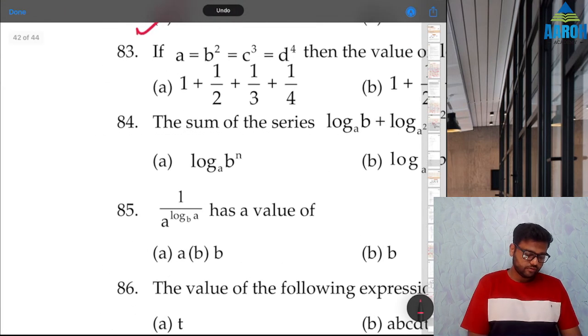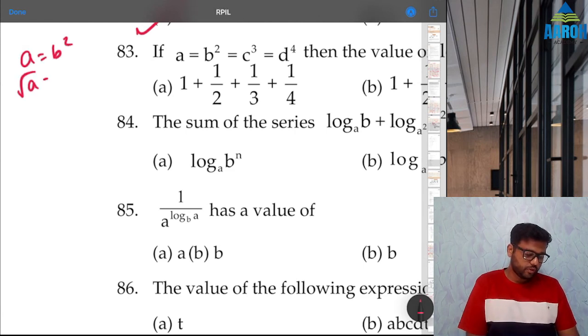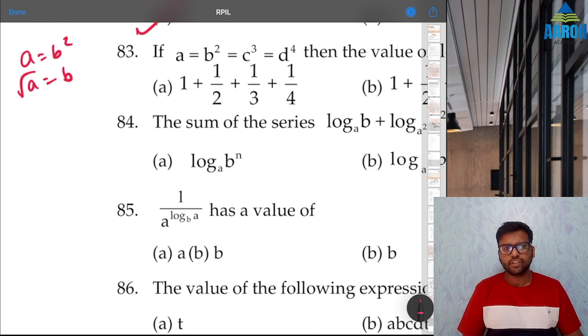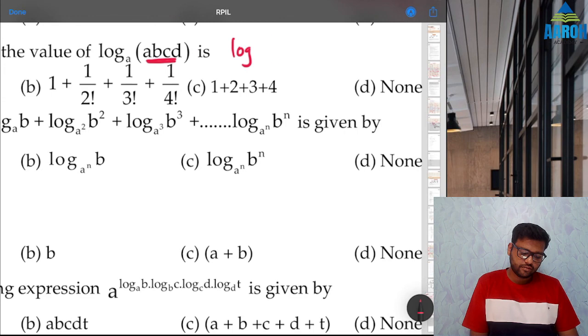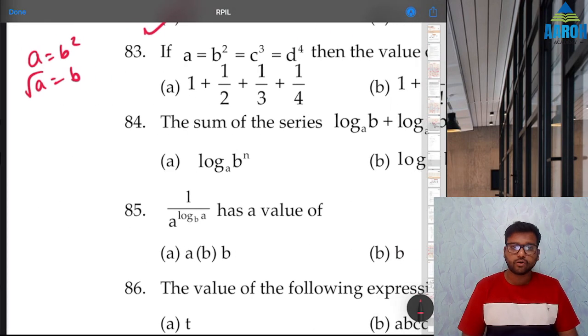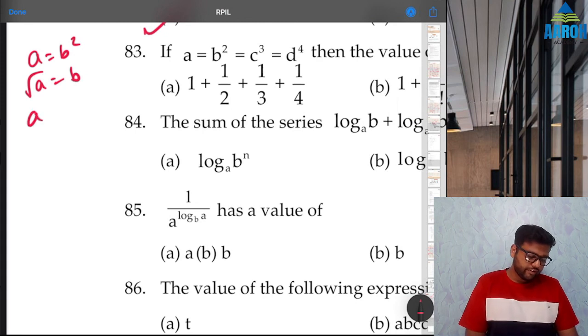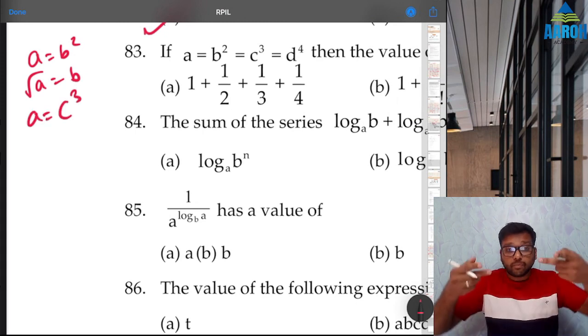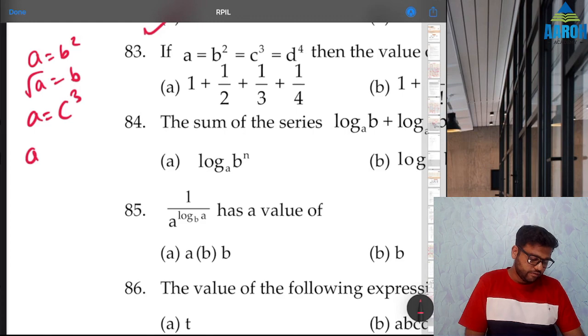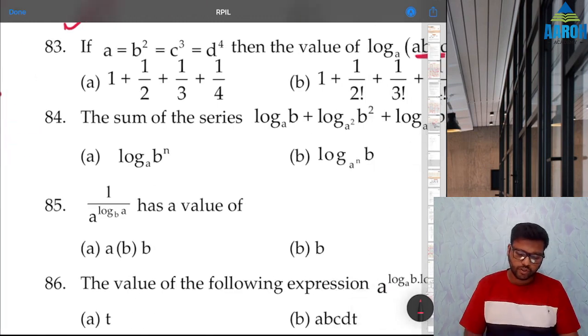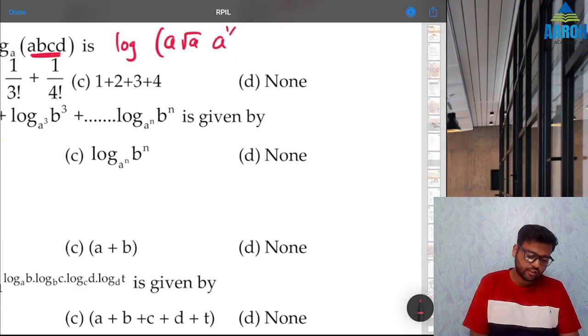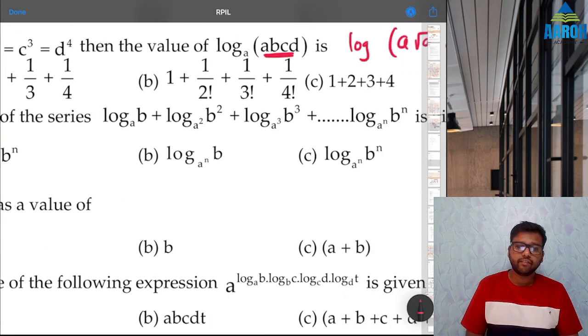How? We have a is equal to b square. That means root a is equal to b, if we take square root of both sides. So can I just write log of a is there, instead of b I'll write root a, because we just got b is equal to root a. Similarly, we have a is equal to c cube. That means if we raise both sides by 1 by 3, we'll have a raised to 1 by 3 is equal to c raised to 1. So c is a raised to 1/3. Similarly, same pattern, d will be a raised to 1/4.